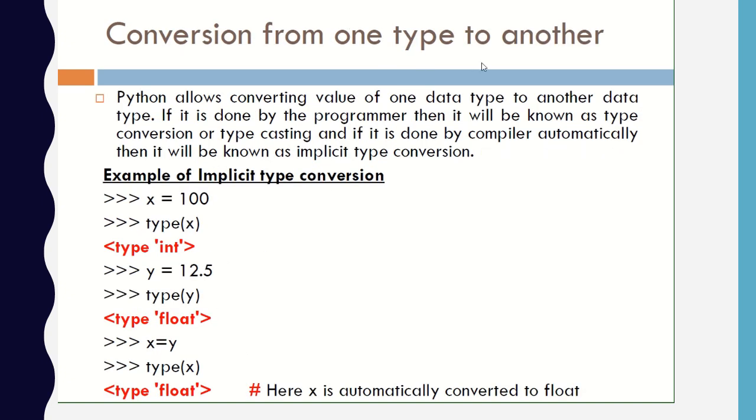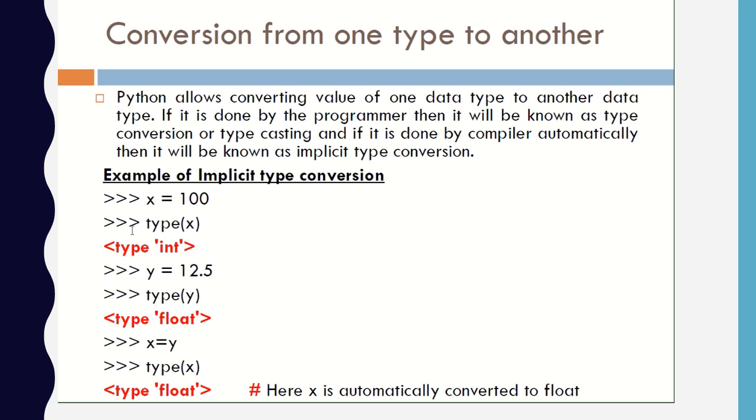Now, conversion from one type to another. Python allows converting the value of one data type to another data type. If it is done by the programmer, then it is known as type conversion or typecasting. And if it is done by the compiler automatically, then it will be known as implicit type conversion.